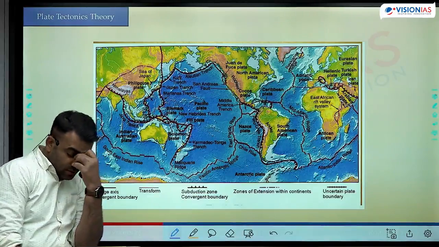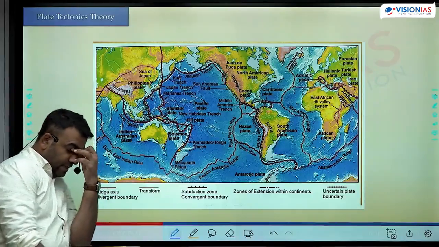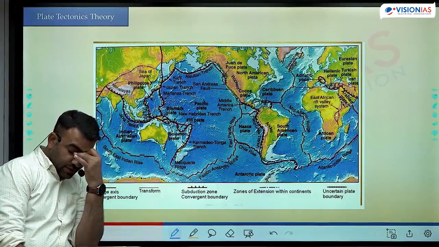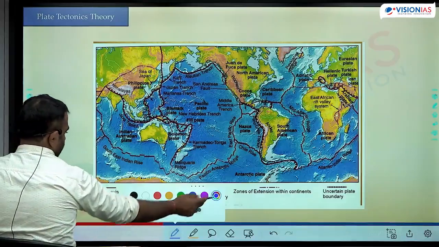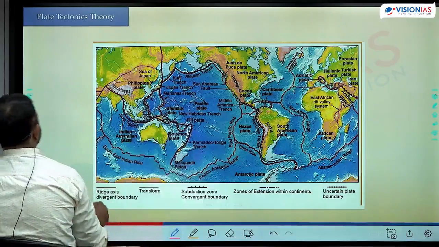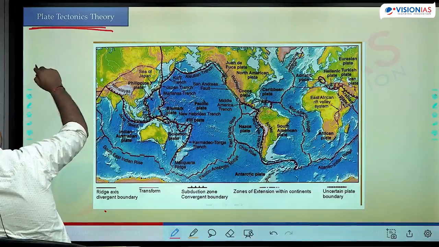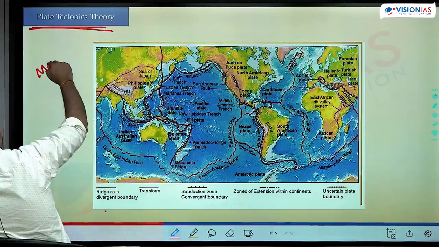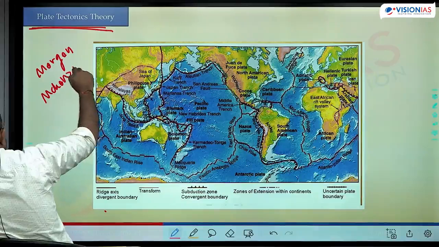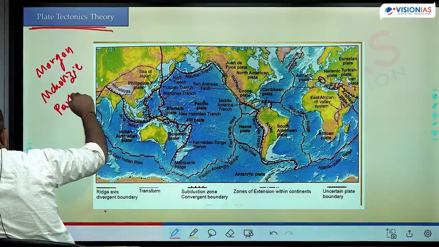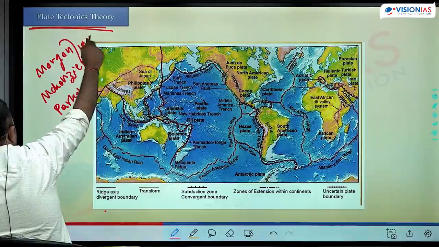ठीक है, so I'll tell you the role of isostasy. इसी के वजह से जो specific type of interactions होते हैं, the plate tectonics theory was proposed by Morgan, McKenzie, and Parker in 1967.